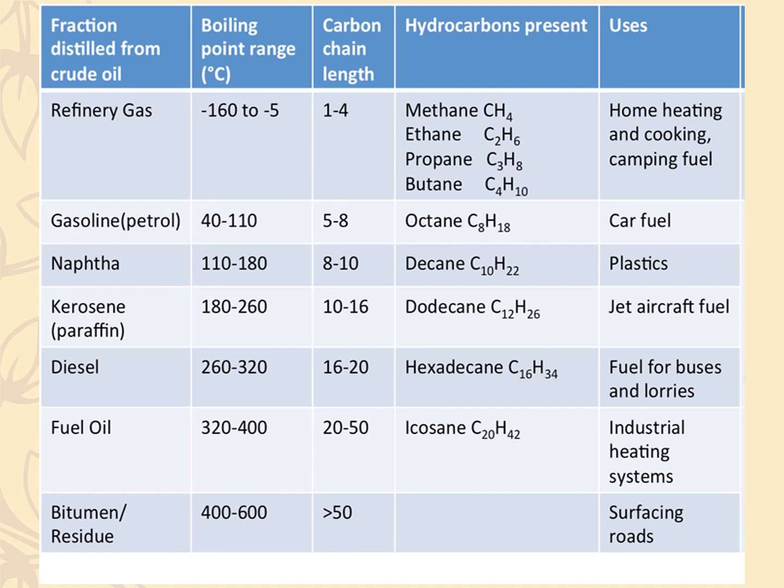Then the next is the fuel oil, where the temperature is 320 to 400 degrees and the carbon chain length is 20 to 50. It is icosane, and it is used in industrial heating systems. The last product is the bitumen, the residue, or you can say tar. It is obtained at the boiling range of 400 to 600. The carbon chain length is greater than 50, and the main use is for the surfacing of roads. So this is how the various fractions obtained by fractional distillation are tabulated and explained.